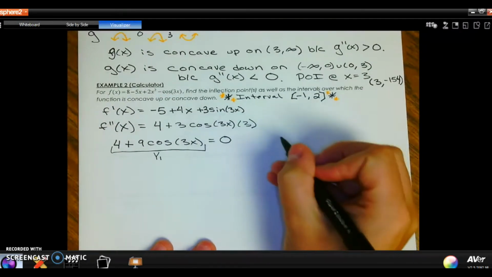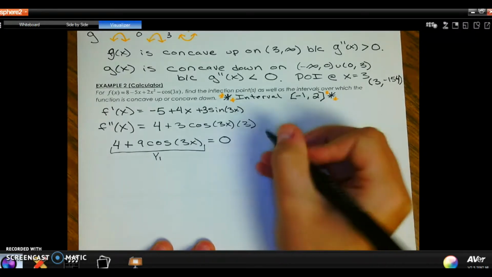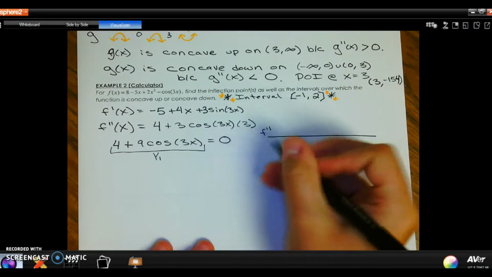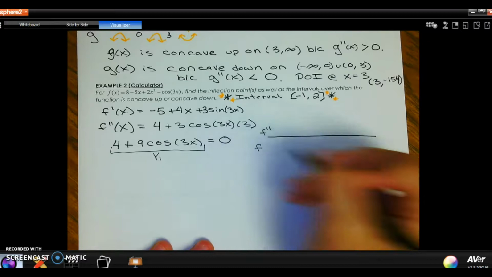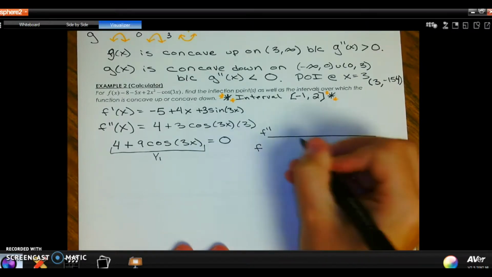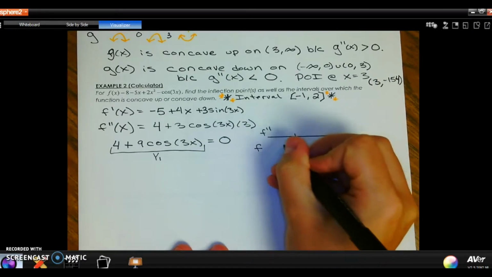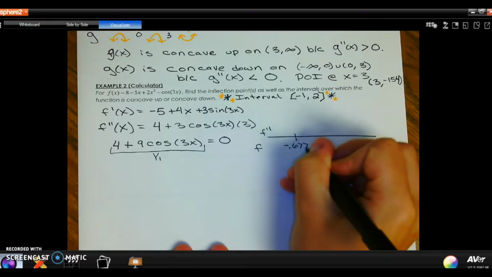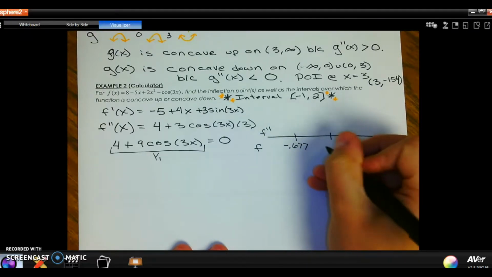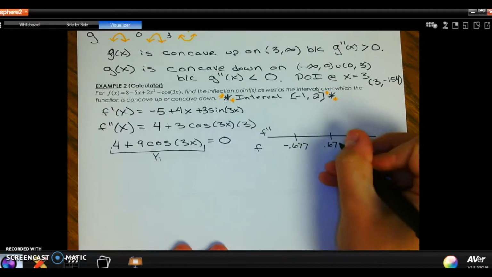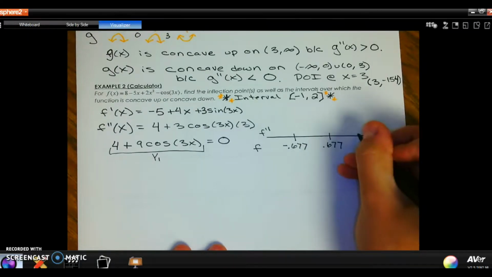So when I go to do my sign chart, again, I always kind of make a note of what I'm looking at. So my second derivative, and it tells me information about my original. That first one that we hit was at negative 0.677. Then there was another one at 0.677. And then that last one, if you went and did it, I got 1.417.